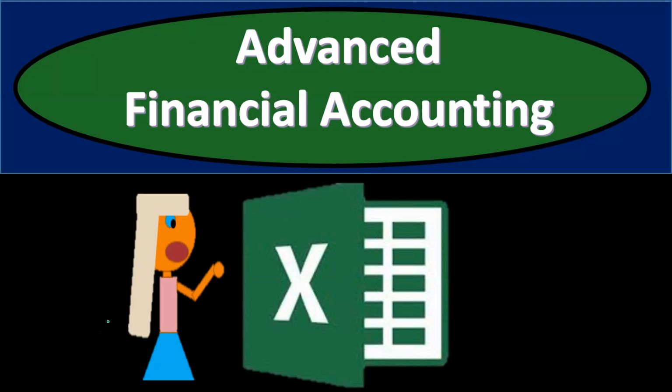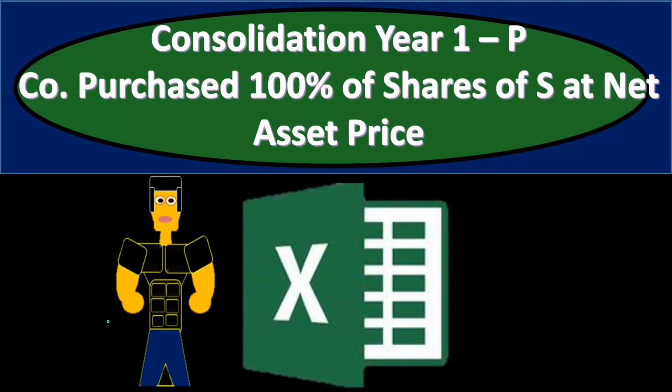Advanced Financial Accounting. In this presentation, we're going to work a problem within Excel related to a consolidation process, a consolidation of two company files where we have a parent-subsidiary relationship. It's going to be the consolidation for year one, so the first year after the consolidation took place. In other words, consolidation took place, we're going to say at the beginning of the year. Now it's the end of the year where we're going to do the consolidation.